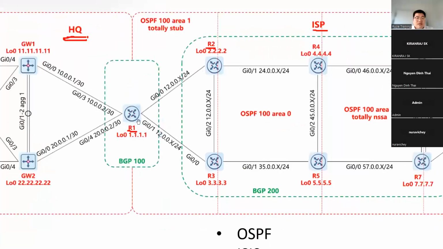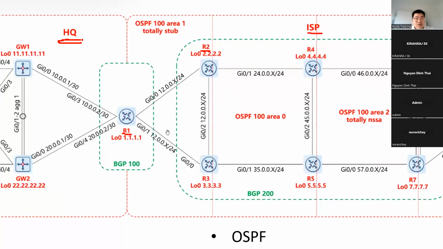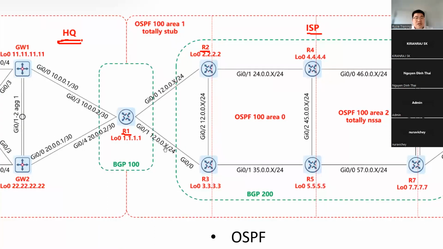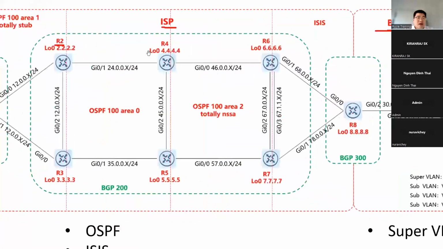The subnet between R1 and R3 is the same. It would be 13.0.0.1 on R1 and 13.0.0.3 on R3. And here, R2 and R4 is the same: 24.0.0.2 and 24.0.0.4.